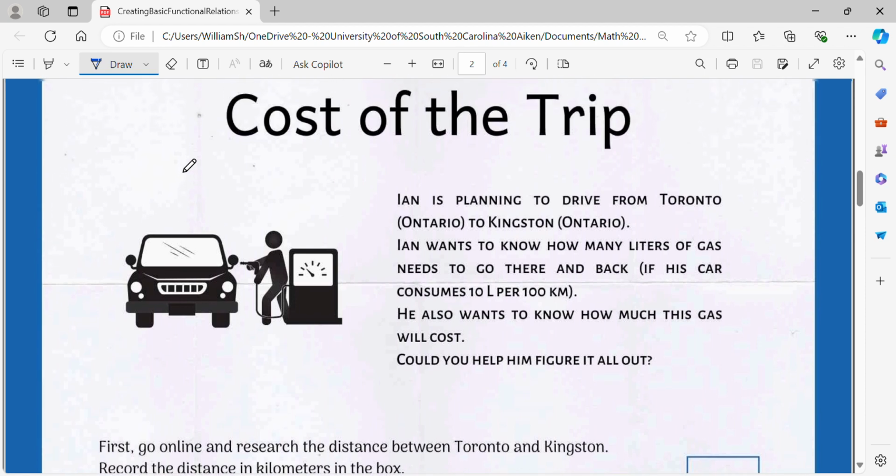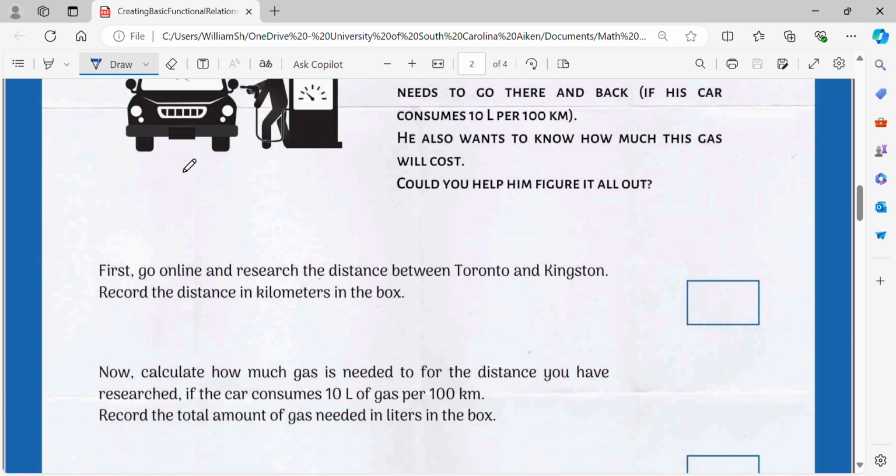So let's look at this. It says the cost of the trip. Ian is planning to drive from Toronto, Ontario to Kingston, Ontario. Ian wants to know how many liters of gas he needs to go there and back if his car consumes 10 liters per 100 kilometers. He also wants to know how much this gas will cost. Could you help him figure it all out?